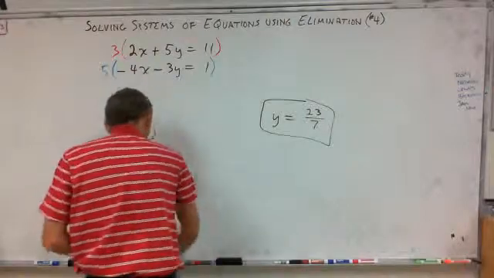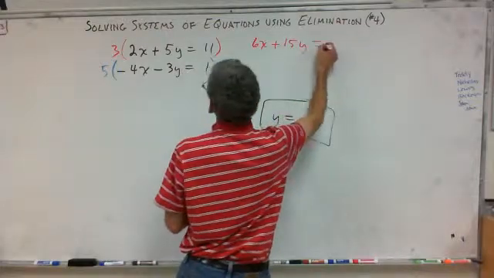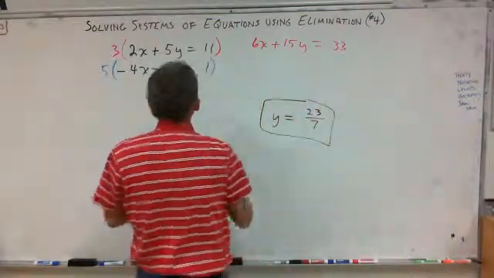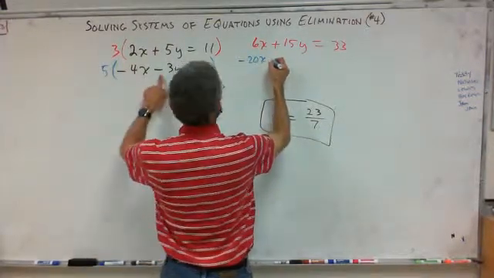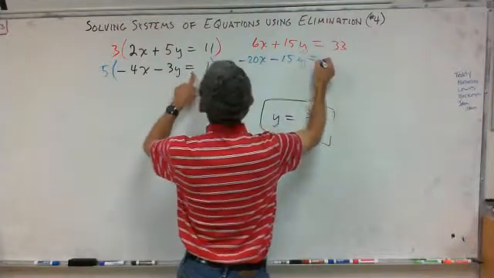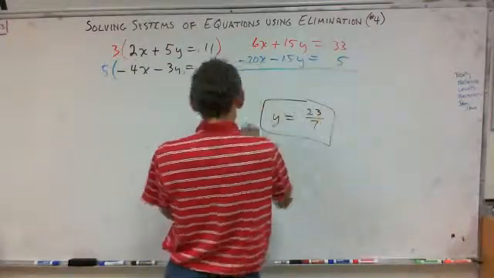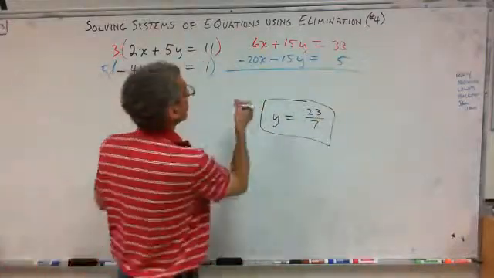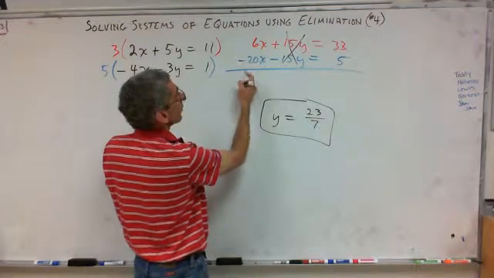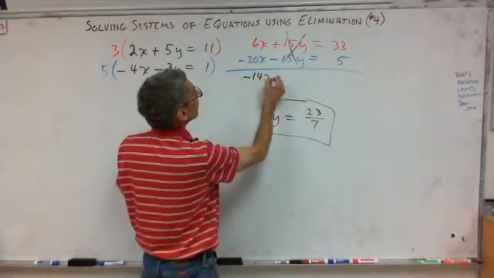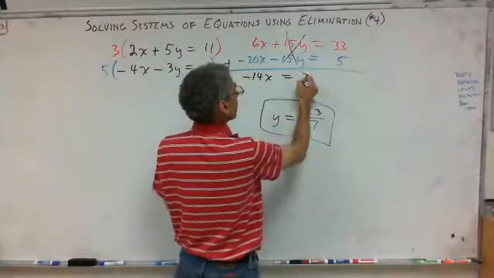Okay, so the top one, we have 6x plus 15y equals 33, okay? And the bottom one, we have negative 20x, and then minus 15y is equal to 5, right? Okay, now look what we got. Now those cross out, right? So now I just have negative 14x, am I right? Okay, equals, because I'm adding this, 38, right?